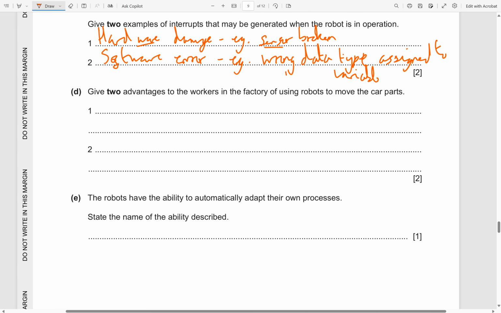Right then, D, give 2 advantages to the workers in the factory of using robots to move the car parts. So I guess less physical strain. The workers will be less tired. Let's say that workers will be less tired, due to less physical movement.